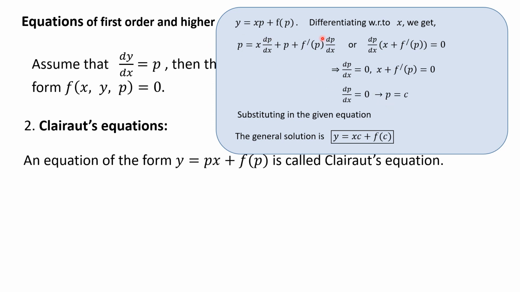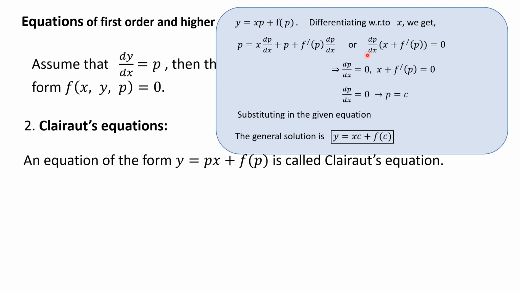So that is the same as what we have taken here, differentiating with respect to x. What is the derivative of y? That is dy by dx, which we denote as p, equal to derivative of xp, so we use the product rule. x into derivative of p with respect to x is dp by dx, plus p into derivative of the first function, that is 1, so p into 1, that is p, plus derivative of f of p is f dash of p into inner term p, its derivative with respect to x is dp by dx. Now p gets cancelled on both sides, so x dp by dx plus f dash of p dp by dx equal to 0. But dp by dx is common, so dp by dx into x plus f dash of p equal to 0.